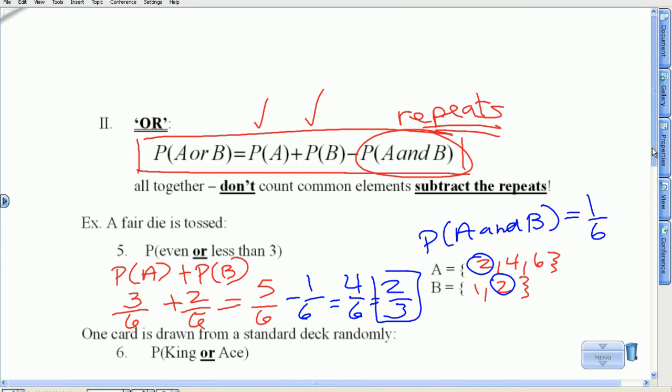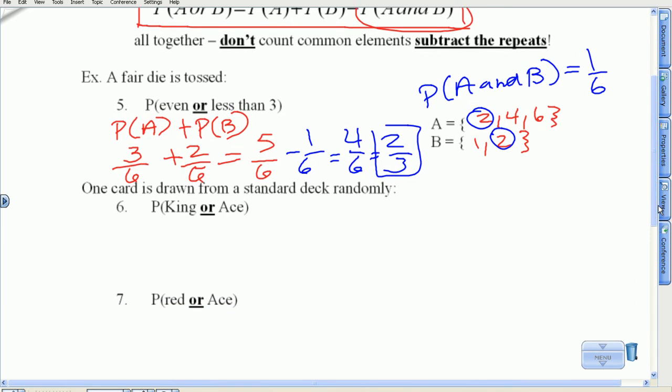Alright, let's look at example 6 here. See if we can make this a little bit more clear. The probability of a king on a deck of cards, obviously not a dice, there's 4 kings out of 52. An ace, 4 out of 52.